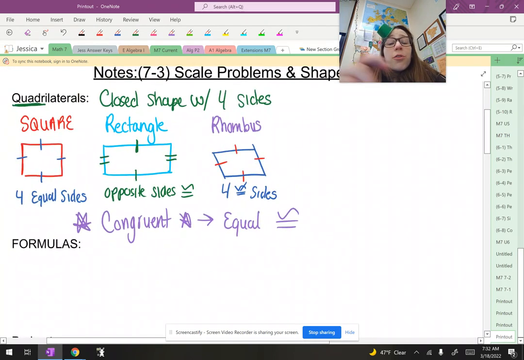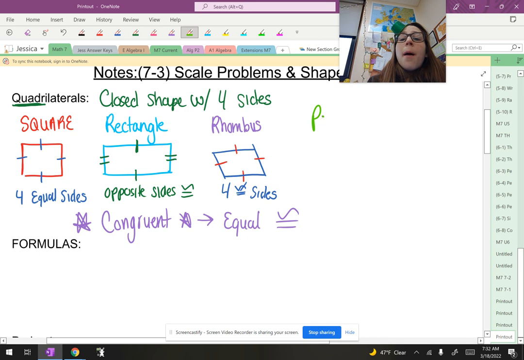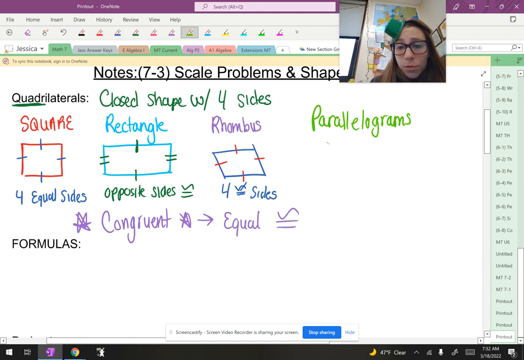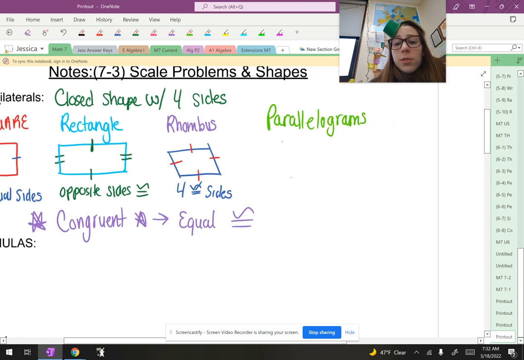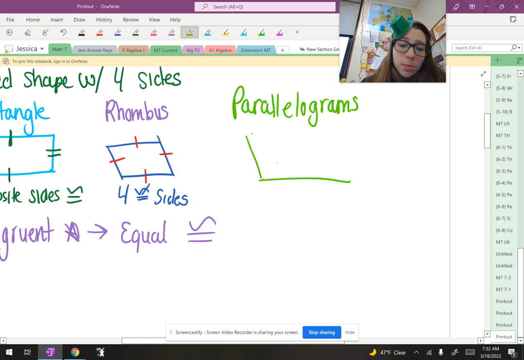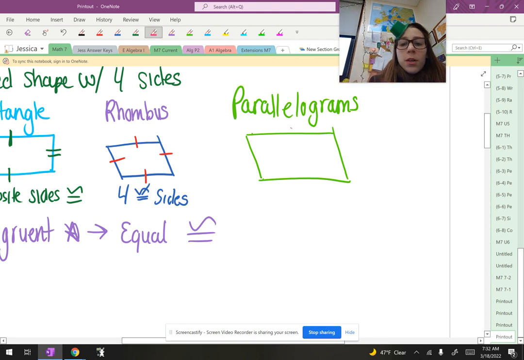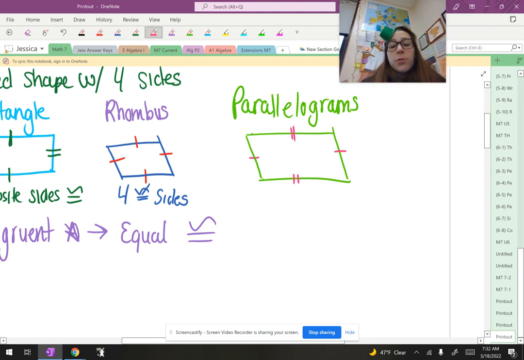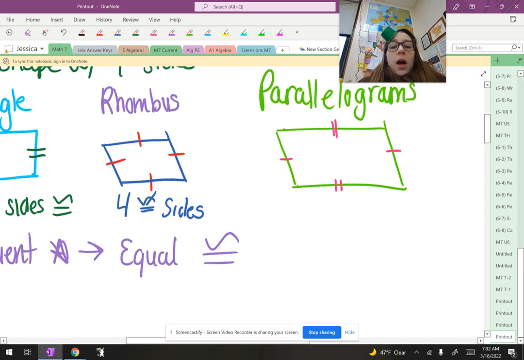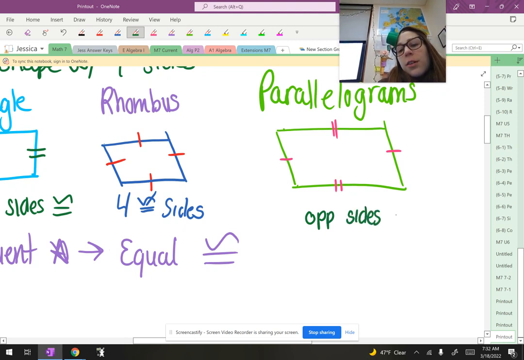And then last but not least, all 3 of these shapes, a square, a rectangle, and a rhombus, are all examples of parallelograms. Parallelograms are similar to rhombuses in that they're slanted, but more like a rectangle because not all 4 sides are equal. So again, these ones are equal to each other, and those are equal to each other. Here we can write opposite sides are equal.